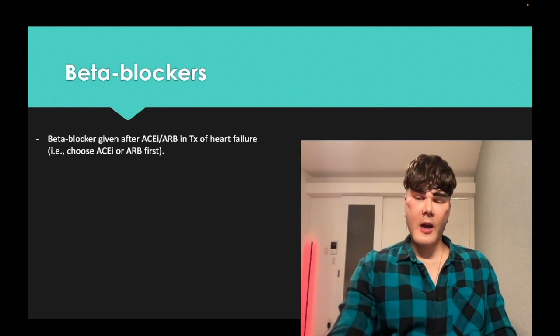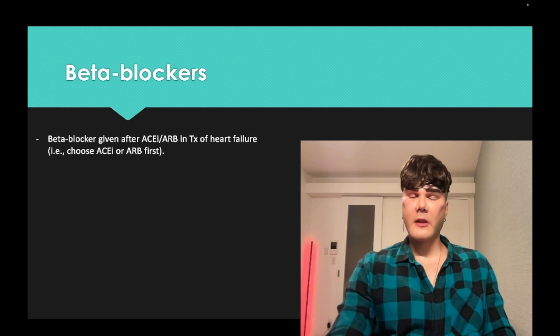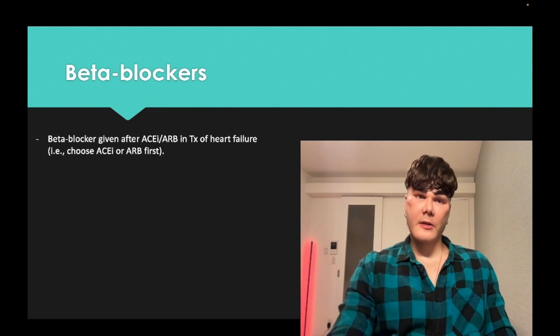Actually, I shouldn't say that in isolation because they do ask this on Step 1, that for heart failure, the first drug they want is an ACE inhibitor or an angiotensin 2 receptor blocker before a beta blocker, okay? And I'll ask students, why do you think that is? And it's not just the remodeling effect on the heart.